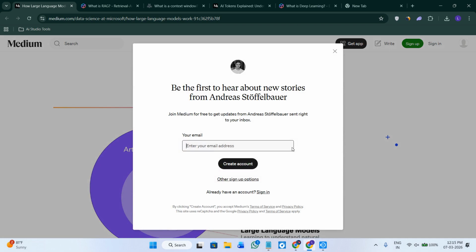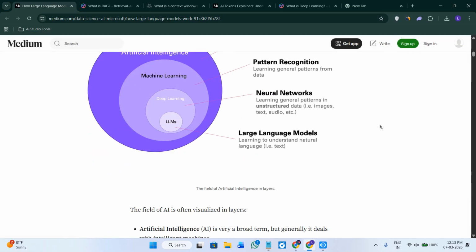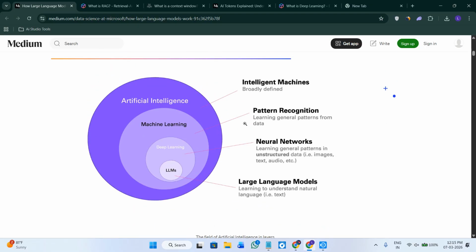Next comes the neural network. LLMs are built using deep neural networks, which are basically layers of mathematical operations that process information. Each layer analyzes the input text and passes the result to the next layer, gradually building a deeper understanding of the context.